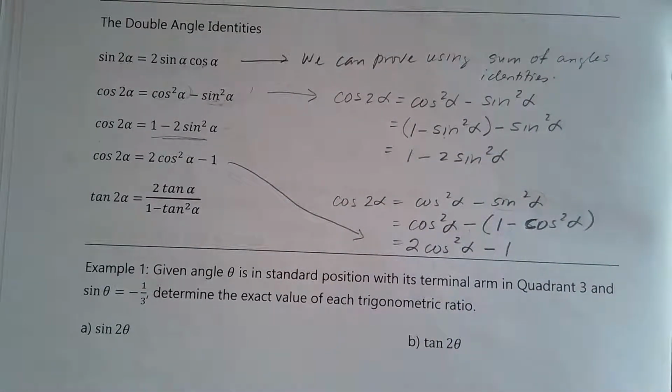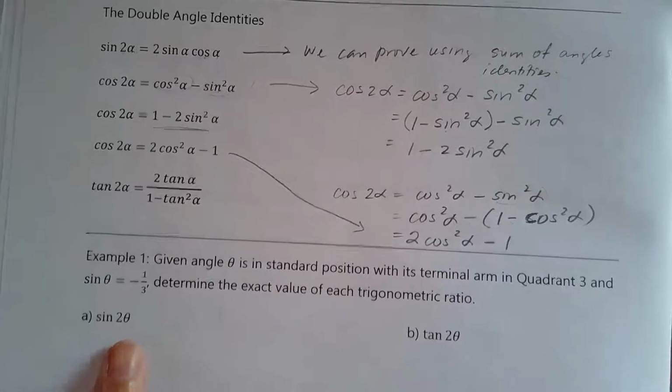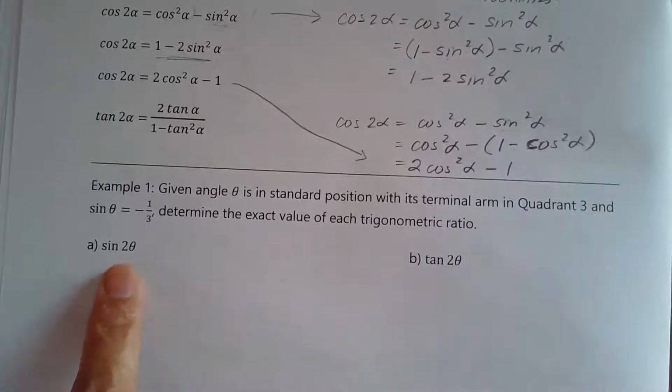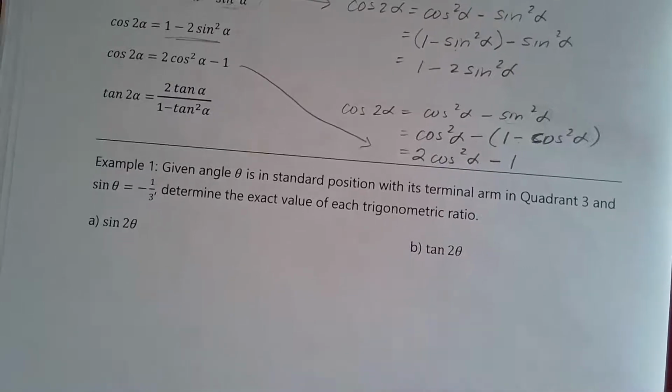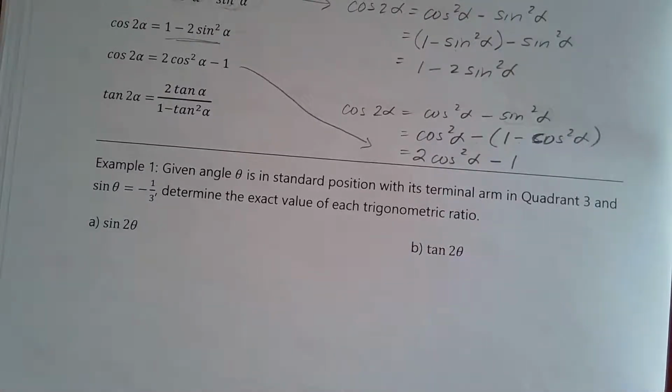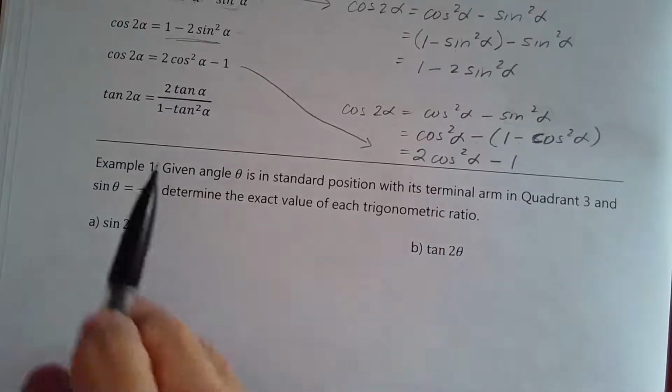What we're hopefully going to finish up today is evaluating expressions. How do you evaluate these? We're also going to talk about proving trig identities that involve double angle identities, and finally we're going to talk about solving equations. So let's get started with example one.